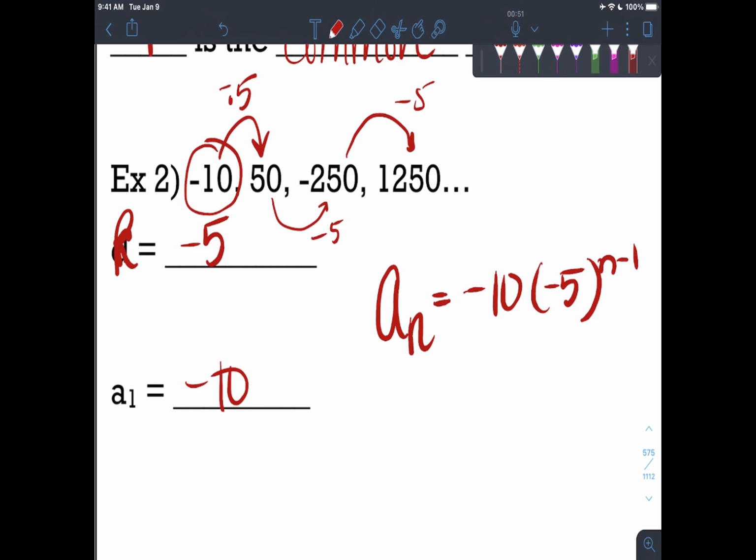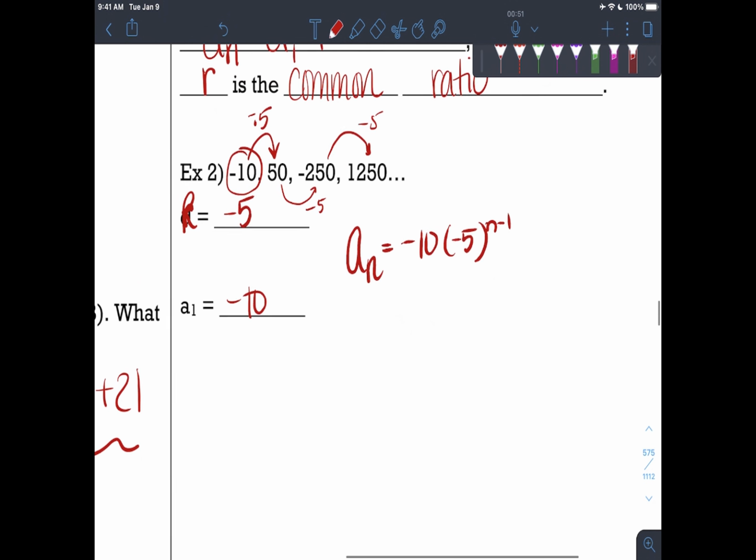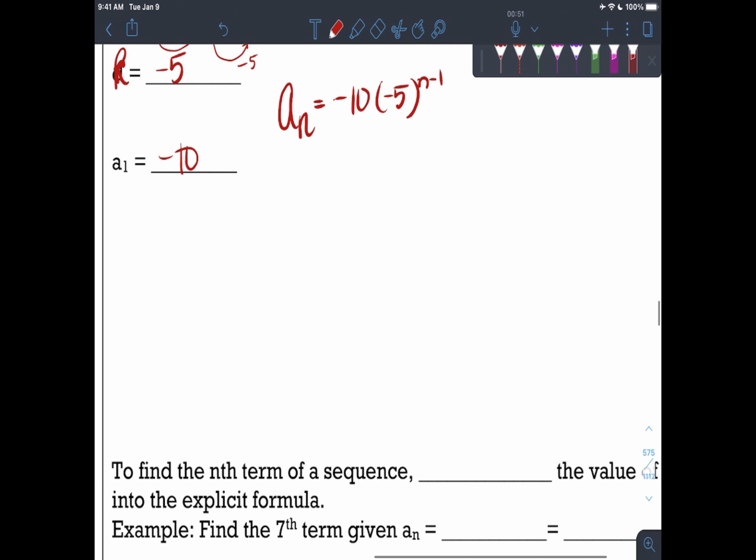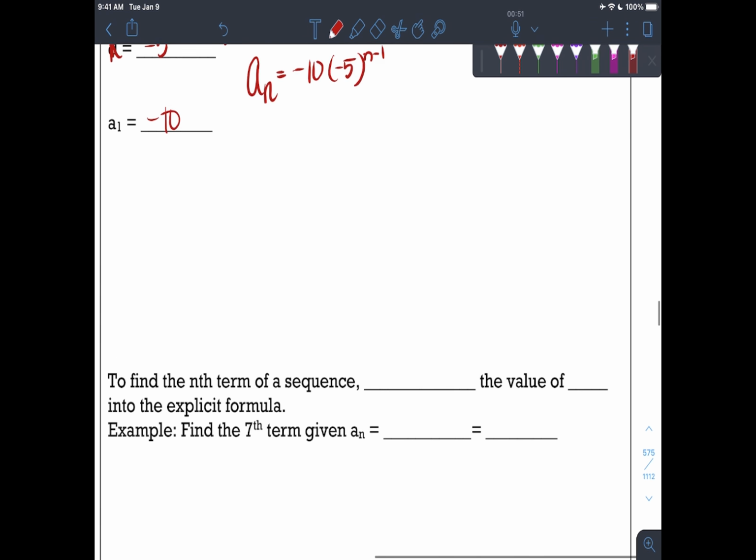And there it is. If I needed to find a specific term in the formula, for example, the 20th term, the 50th term, and so on, to find the nth term of a sequence, change the value of n in the explicit formula. For example, if they're asking me to find the 7th term, that means n equals 7.